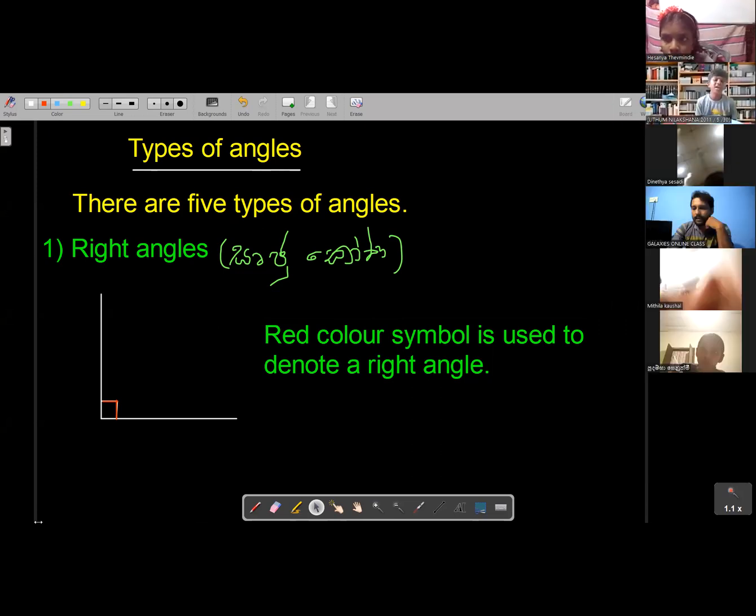Right, okay. Right, then we are going to discuss about, can you tell me where you can see the right angles in the environment of your surrounding? Who can give the answer?